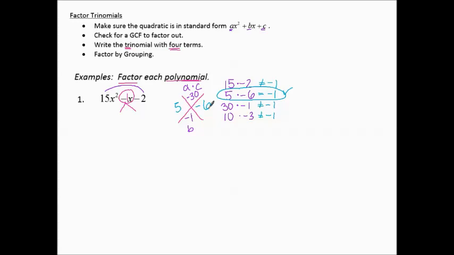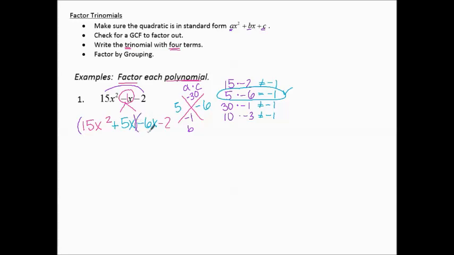So now when I set up, I want to make this from 3 terms to 4 terms. So I have 15x squared. Now instead of -1x, I'm going to write plus 5x minus 6x. I'm splitting this into two terms, minus 2. Now I have a four-termed expression like we had in our last video. I want to factor by grouping.